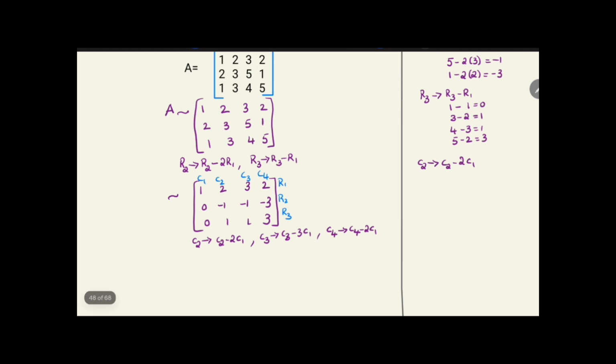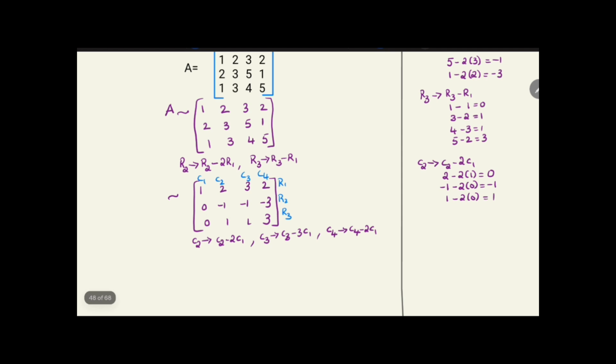What is the first element of column 2? 2 minus 2 into 1. It's nothing but 2 minus 2, 0. Next, the second element of column 2: minus 1 minus 2 into 0. It is minus 1. Next, the third element of column 2: 1 minus 2 into 0. Again, it is 1.